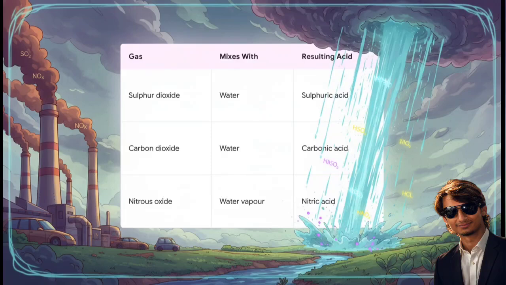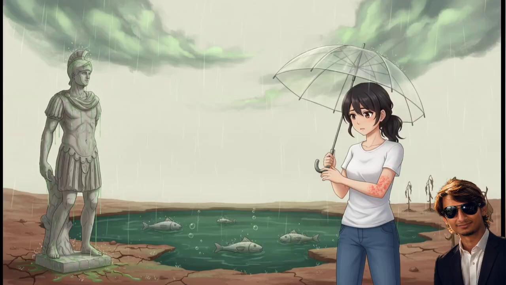These aren't just abstract chemical equations you'd see on a whiteboard. This is the exact, literal process of how everyday industrial exhaust turns the very rain that waters our crops into falling acid. And the reach of this acid rain is, frankly, devastating.